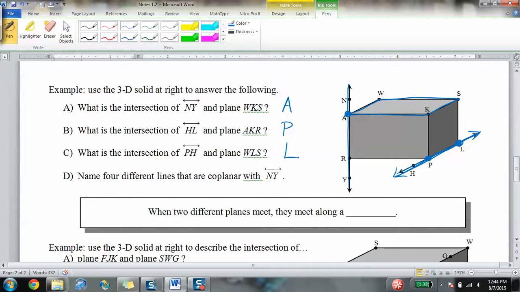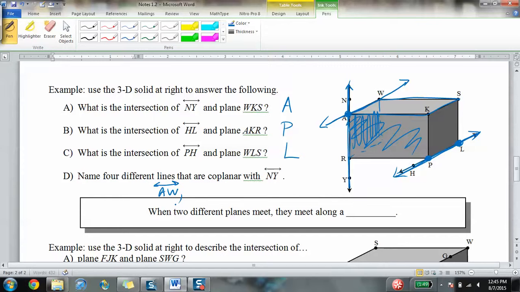Name 4 different lines that are coplanar with NY. Coplanar meaning that they are on the same plane. So this is a little bit difficult here because we don't really have too many lines drawn in, but remember that we can draw a line through any 2 points. So coplanar with NY, well, NY is actually part of the front of the box, and it's also part of this side of the box that we can't really see. It's going 2 different ways. So we could name any lines that are on either of those 2 planes. Well, this line right here is also on the side of the box, line AW.